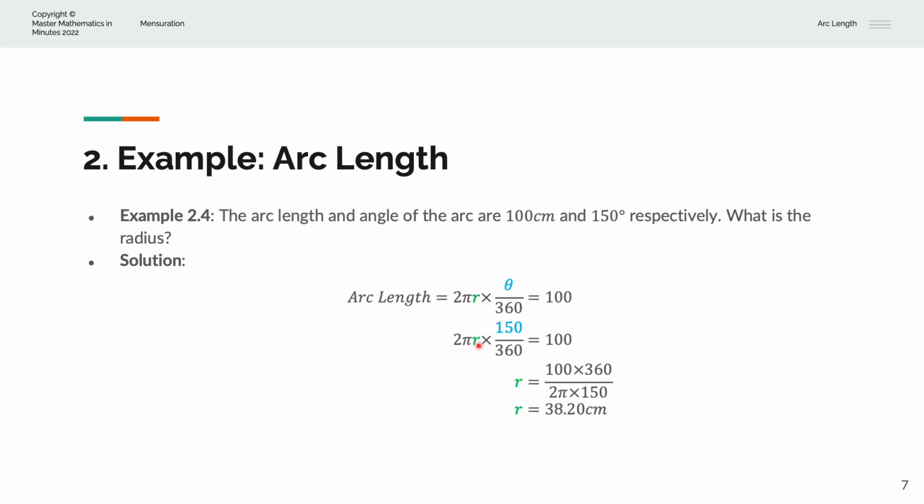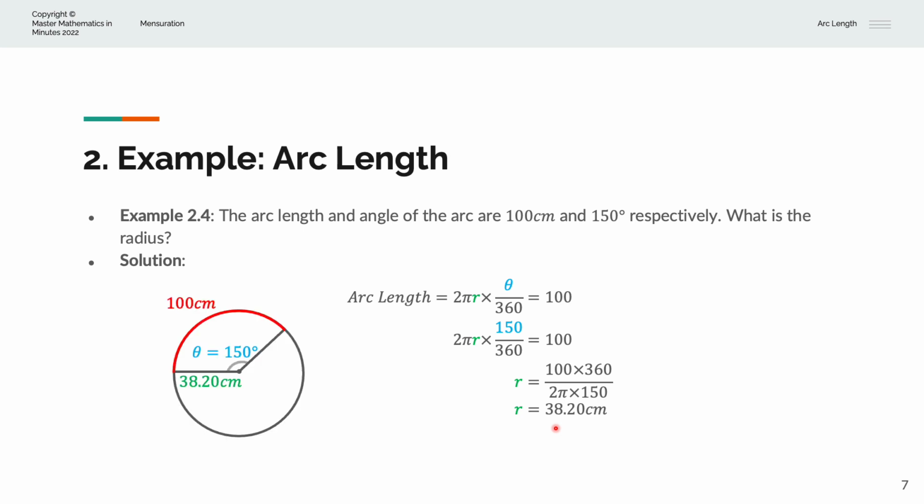We'll copy the 2 pi r down and multiply that by theta, which is now 150 degrees from the question above, over 360, and we'll copy the 100 down as well. And solving for r, r is equal to 100 multiplied by 360 over 2 pi multiplied by 150. And that gives us r as equal to 38.20 centimeters.